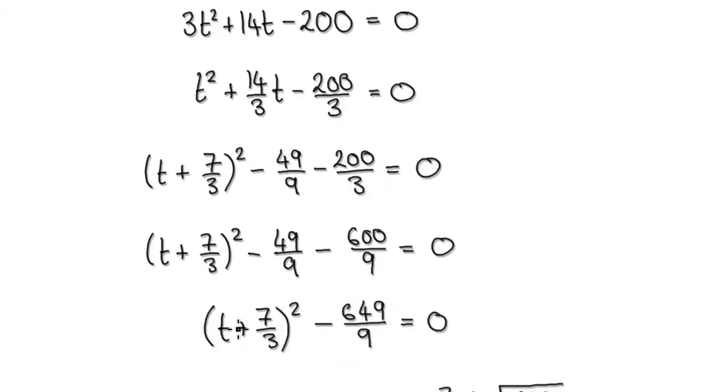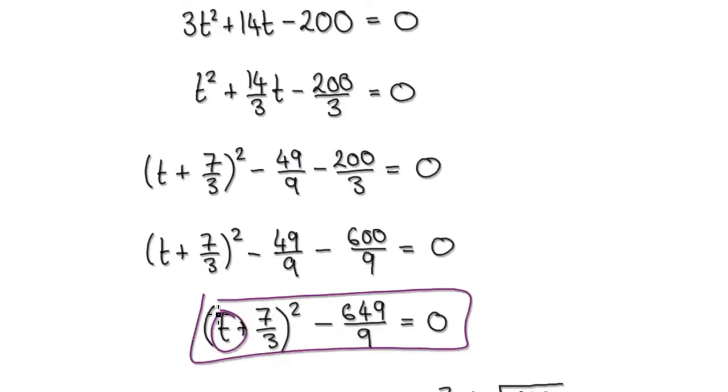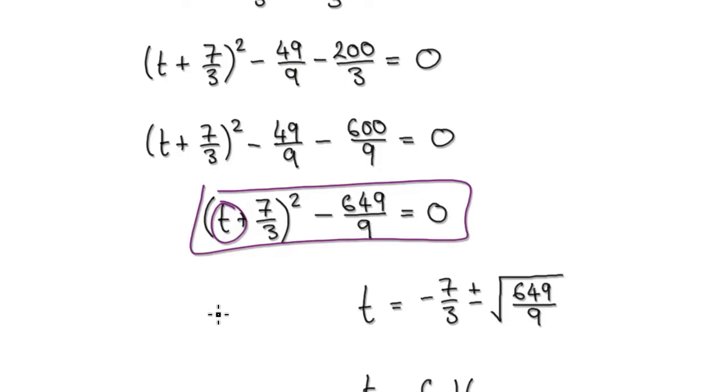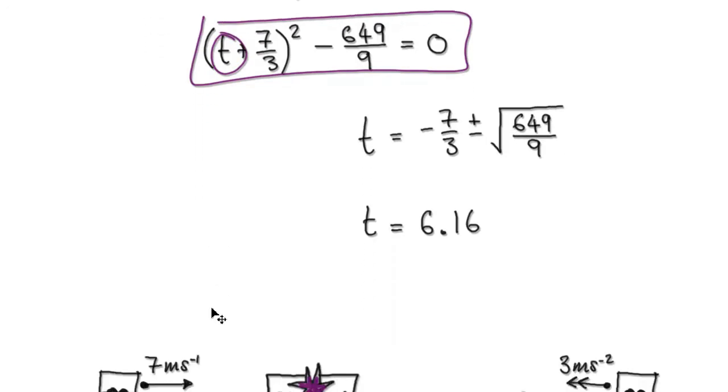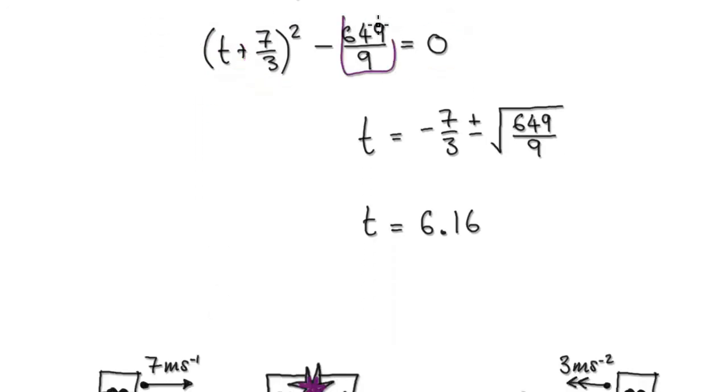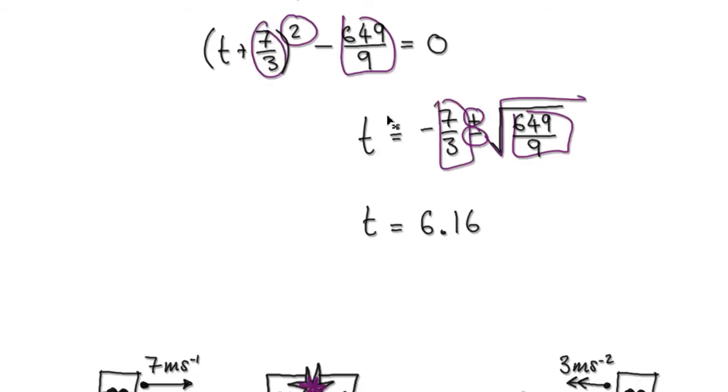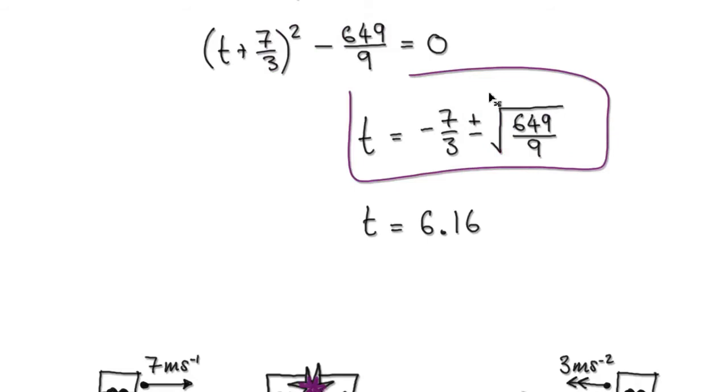So now once you're in this form, you can rearrange it to make t the subject. So rearrange it. Add this block to both sides. Square root both sides. So you get positive version, negative version, and then take away this. That will then give you this. So time equals this. So you're going to get two answers.